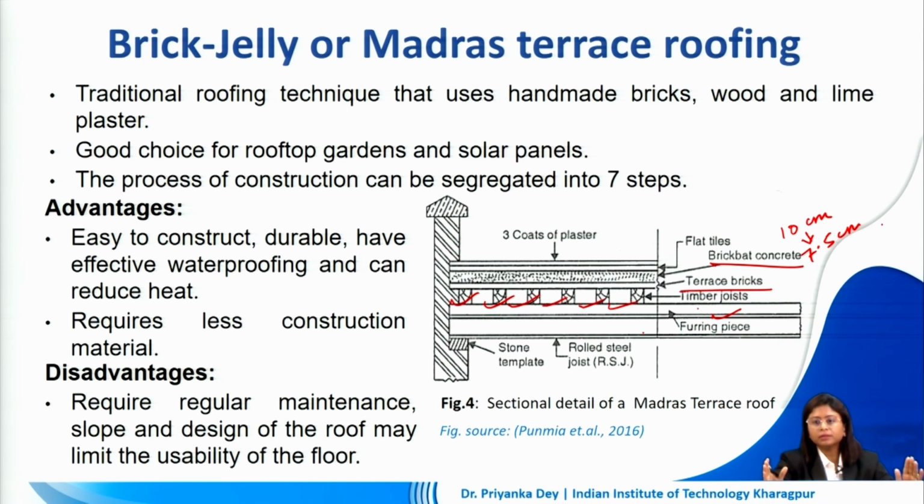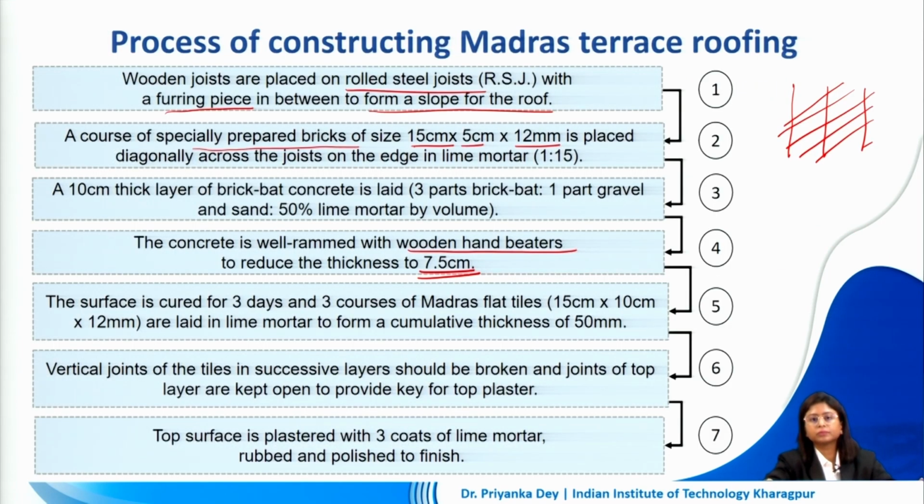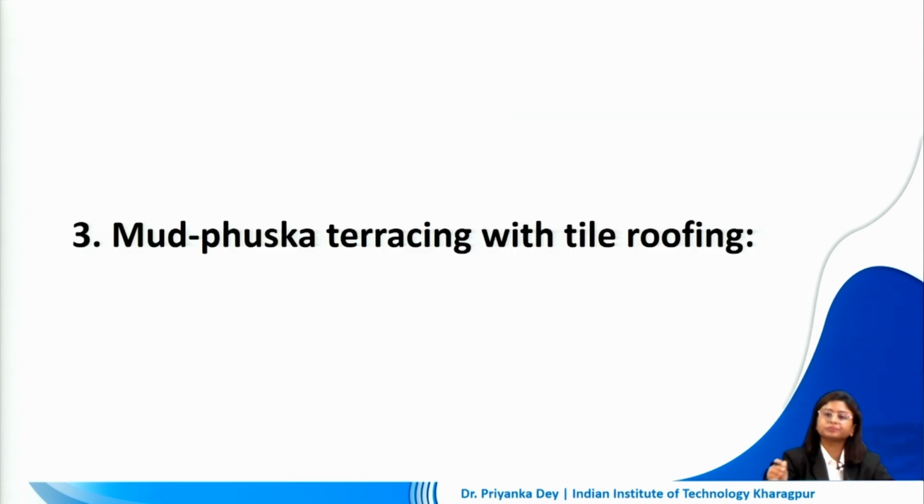And then we have multiple layers of these flat tiles such that the joints are not coinciding in each layer, they are spread out. Finally, on the top, we leave the joints open to act as a key for mortar, and then we have the final layer of plaster which is placed on top to finish the surface to make it usable. We have to ensure a significant slope in this type of roofing system. So, that was the process of the Madras terrace roofing.